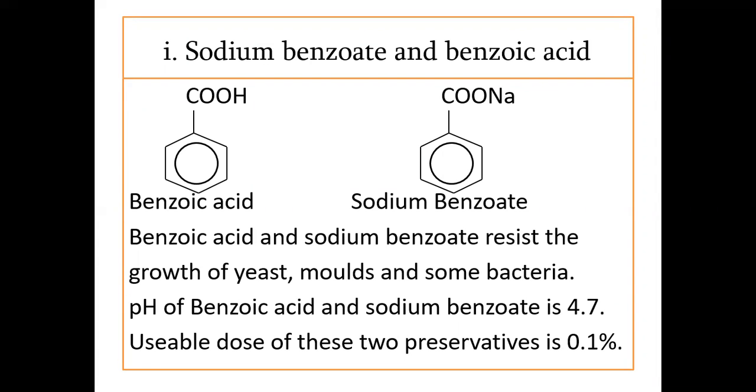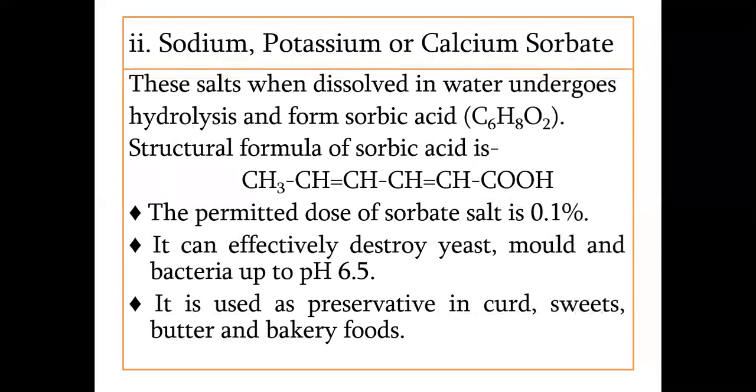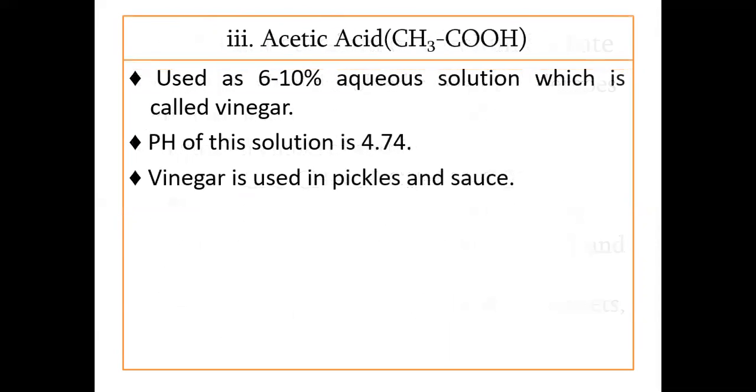Here, sodium benzoate or benzoic acid: the structural formula of sodium benzoate and benzoic acid, and its dose is 0.4% and the pH level should be 4.7. Sodium sorbate, potassium sorbate, and calcium sorbate dissolve in water and produce sorbic acid. The permitted dose of sorbate salt is 0.1%, and it can effectively destroy yeast, mold, and bacteria up to pH 6.5. It is used as preservative in curd, sweets, butter, and bakery food.